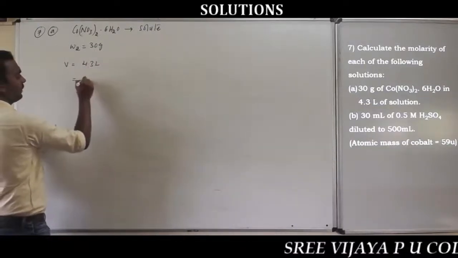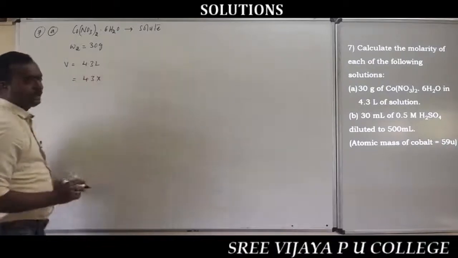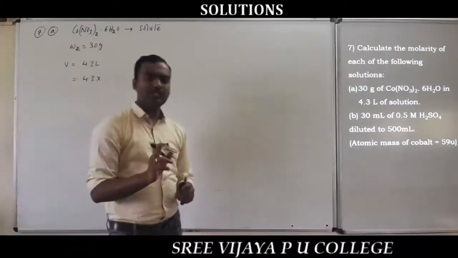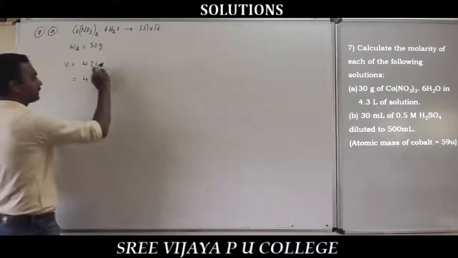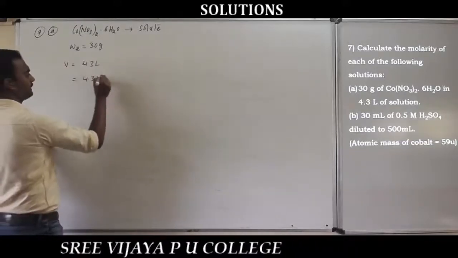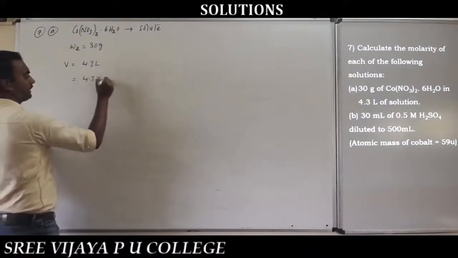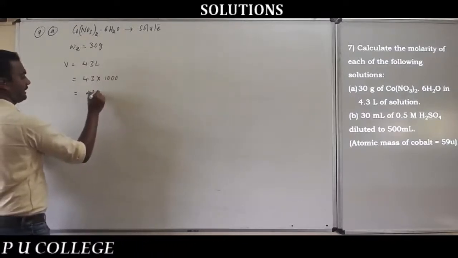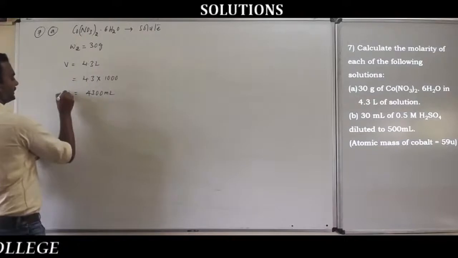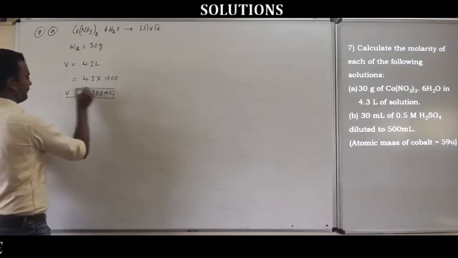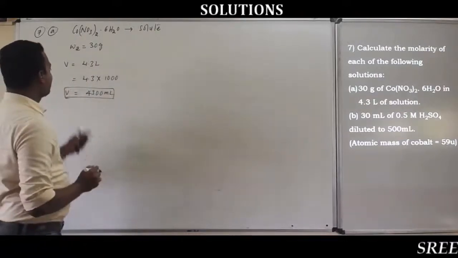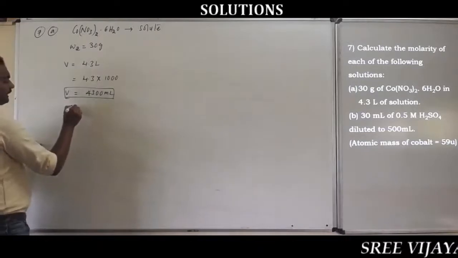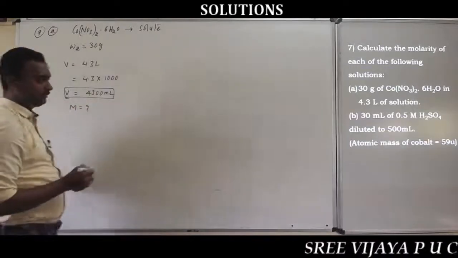So 4.3 into 1 liter, and 1 liter is equal to 1000 ml, so 4.3 liters is equal to 4.3 into 1000, that is equal to 4300 ml. That is the volume of solution. Now we have to calculate the molarity, that is M.